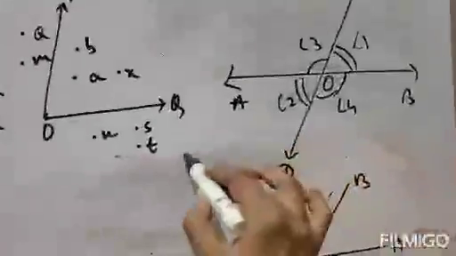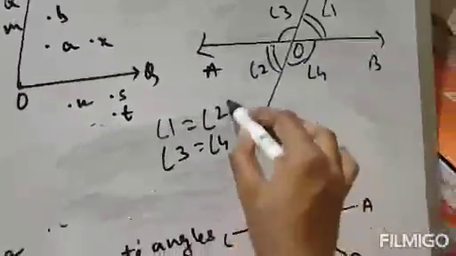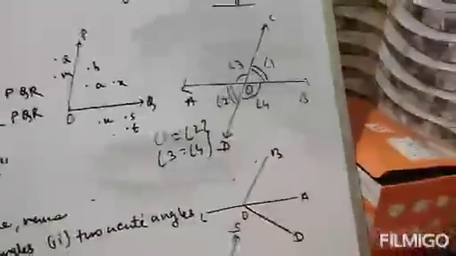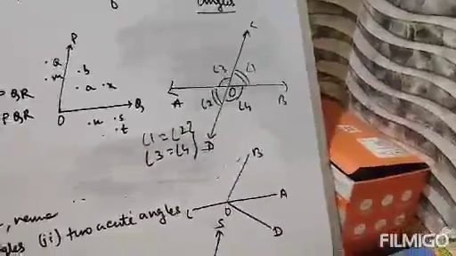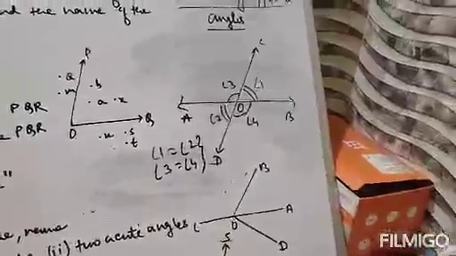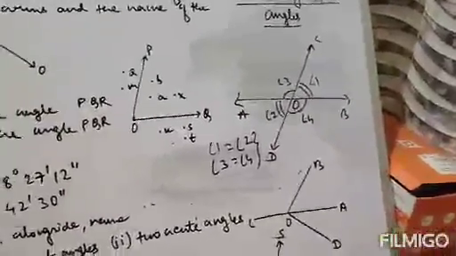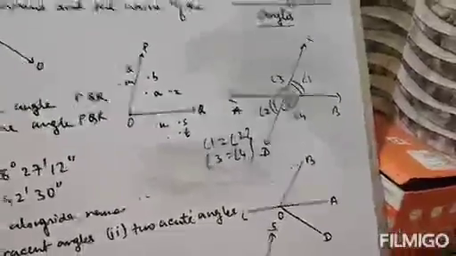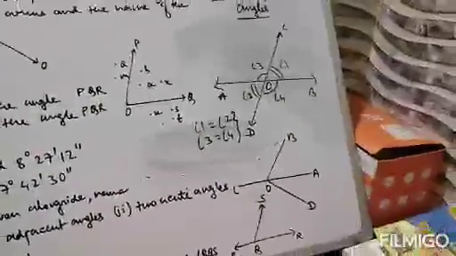So we can write angle 1 equals angle 2 and angle 3 equals angle 4 because they are vertically opposite. They are formed when two straight lines AB and CD intersect at point O, and the angles are vertically opposite to each other. Vertically opposite angles are always equal. So angle 1 will be equal to angle 2 and angle 3 will be equal to angle 4.